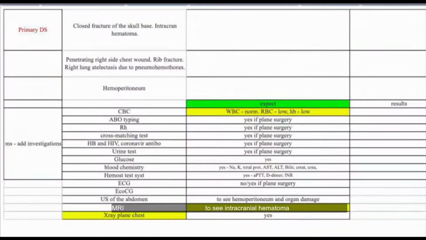In the primary diagnosis, we see that the patient has closed fracture of the skull base, intracranial hematoma, penetrating right side chest wound, rib fracture, right lung atelectasis due to pneumothorax, and hemoperitoneum. We need to do further lab tests such as CBC, urine test, chest x-ray, ultrasound of the abdominal wall, and ECG, to conclude the patient's condition.